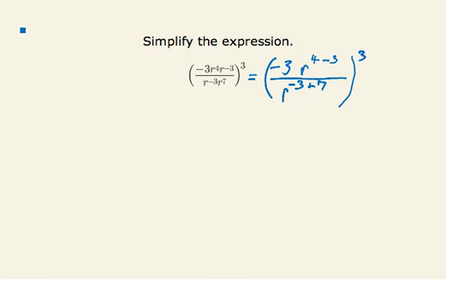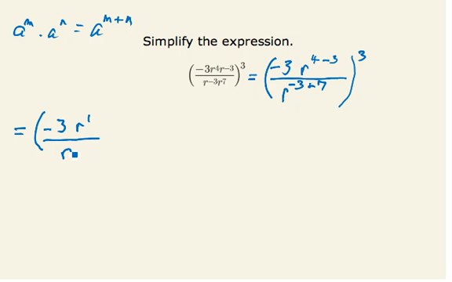The property I'm using is a to the m times a to the n is a to the m plus n. And this works no matter whether m and n are positive or negative. It doesn't matter. So, doing the simple arithmetic, negative 3 we copy. 4 minus 3 is 1. And negative 3 plus 7 is 4. We'll leave that 3 outside.